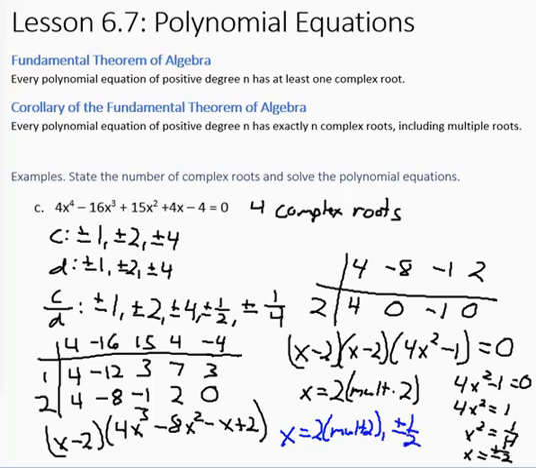And so I know it looks like we have 3 answers. We have a 2, and then a 1/2 and a negative 1/2, but we have 4 because this 2 worked as a root twice.